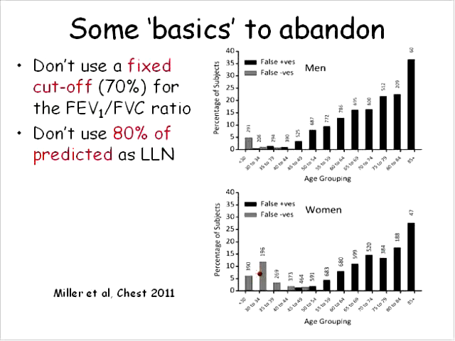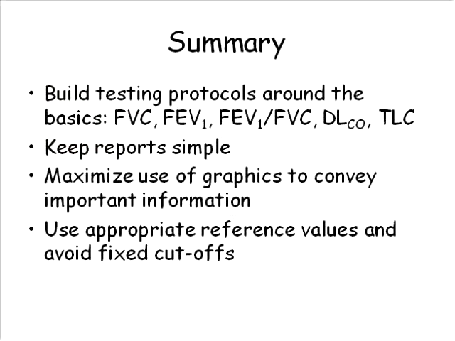And again, I think this is good evidence that suggests that we need to change the way we think about how we report the data from the pulmonary function lab. So I'd like to wind up and summarize by reminding you that it's important to keep things simple. That means that we should build our protocols around just those important tests that help us to really answer the clinical questions asked of us. That is the FVC, the FEV1, the ratio of those two numbers, and then DLCO and lung volumes as indicated.